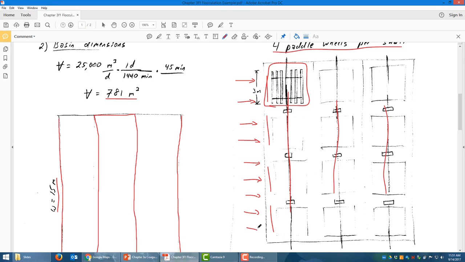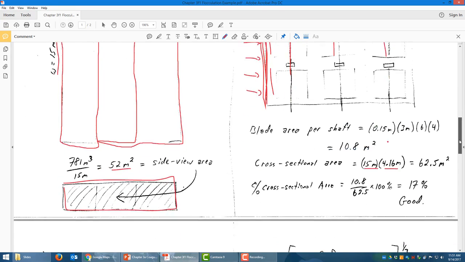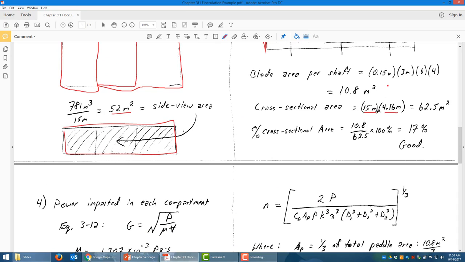But the water is flowing from left to right, and so it enters each compartment through a baffled wall, a wall with holes in it or slats in it. And so it's this area that we need to calculate as the flow is moving from left to right. So that cross-sectional area is this 15 meters by 4.16 meters, and we get 62.5.